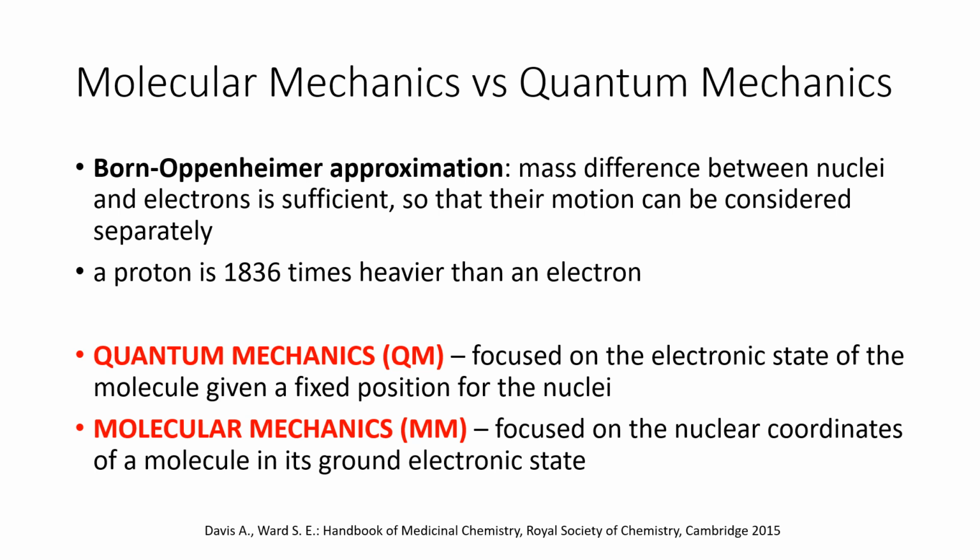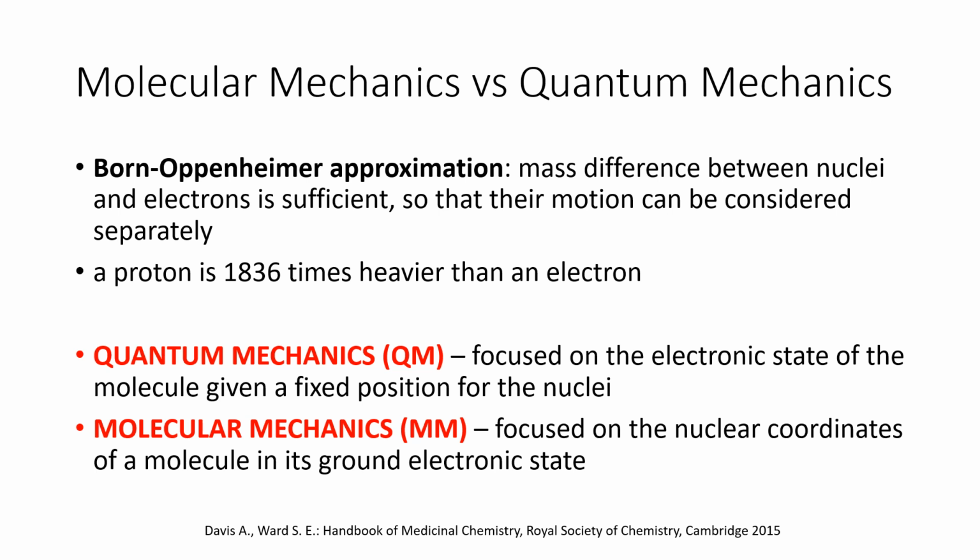Generally, the computations employed in molecular modeling can be based on two approaches. The one is so-called molecular mechanics, MM, and the second one is quantum mechanics, abbreviated QM. Quantum mechanics is based on the Born-Oppenheimer approximation, which says that the mass difference between nuclei and electrons is sufficient so that their motion can be considered separately.